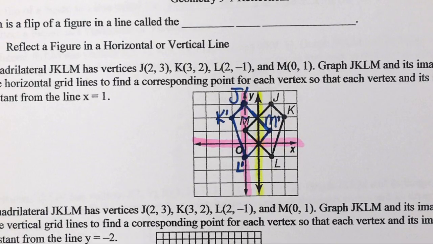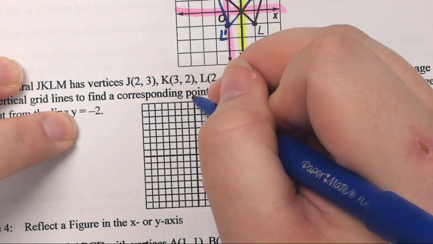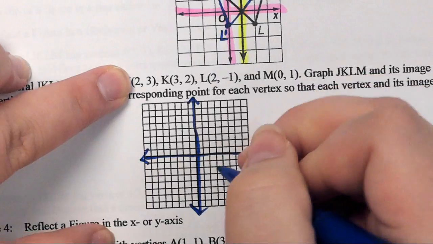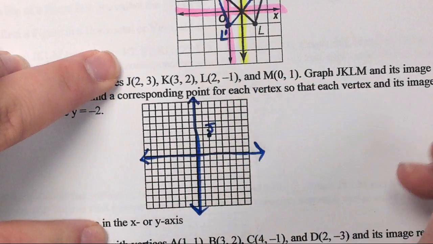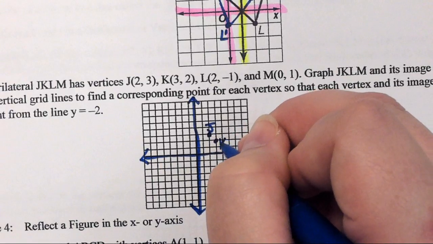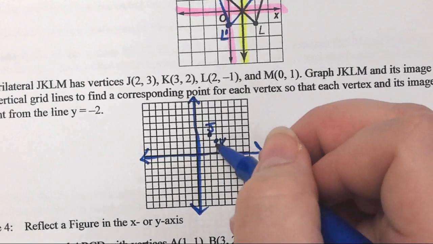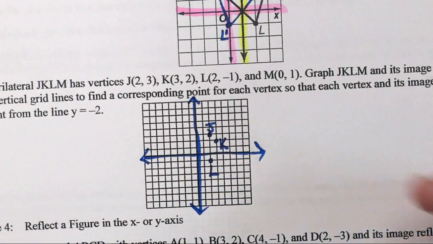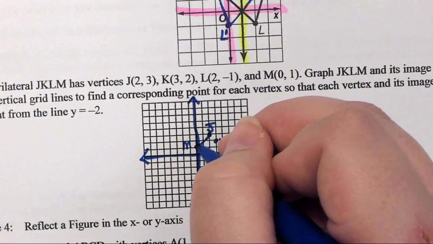Okay, well the next one actually requires us to do a little work, so go ahead and plot those 4 coordinate points. So here's your axes. It says J is at (2, 3), so there's J. K is at (3, 2), so 1, 2, 3, 1, 2. There's K. L is at (2, -1), so there's L. M is at (0, 1), so there's M. And I connect the dots.